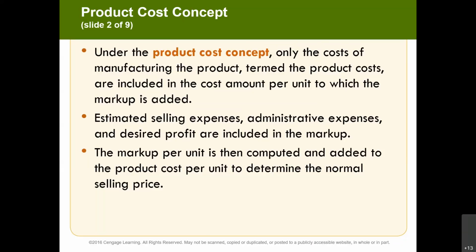Essentially what this tells me is I take my manufactured price, that's my direct materials, direct labor, and factory overhead, that makes up my total cost per unit. I then add in my estimated selling expenses, administrative expenses, and desired profit. That part makes up the markup, and I add those two together to get my normal selling price.